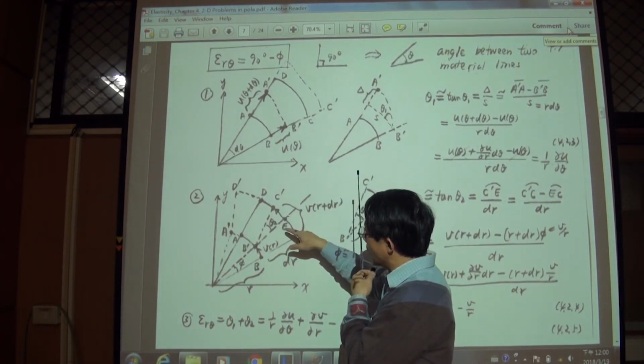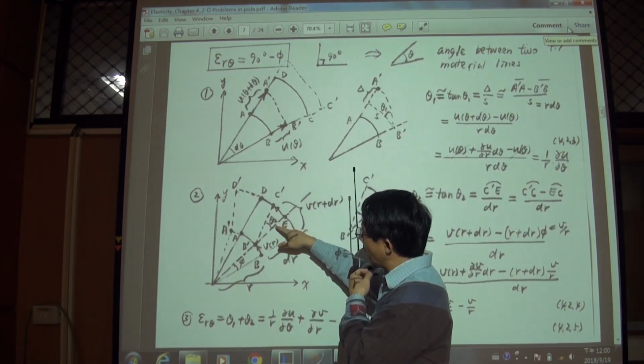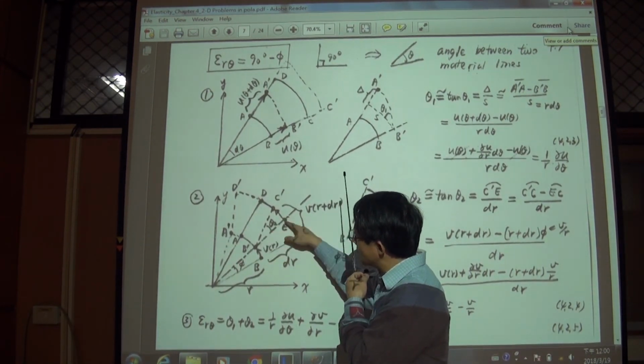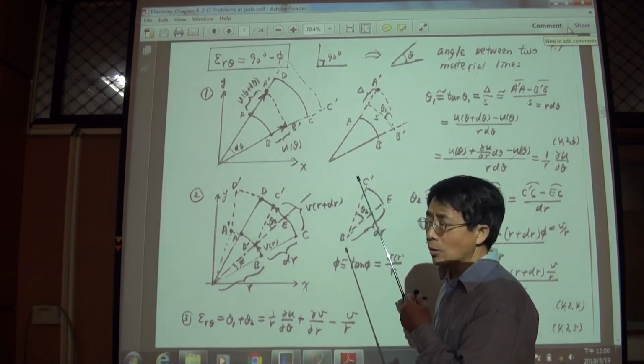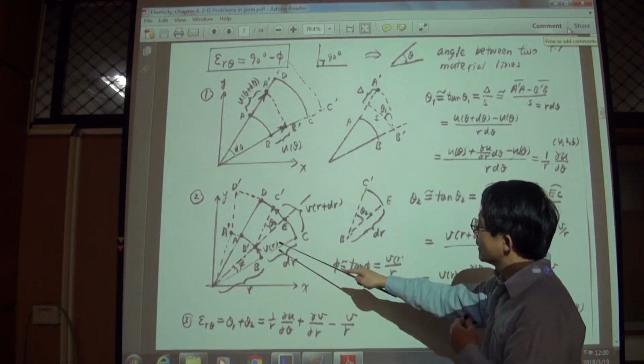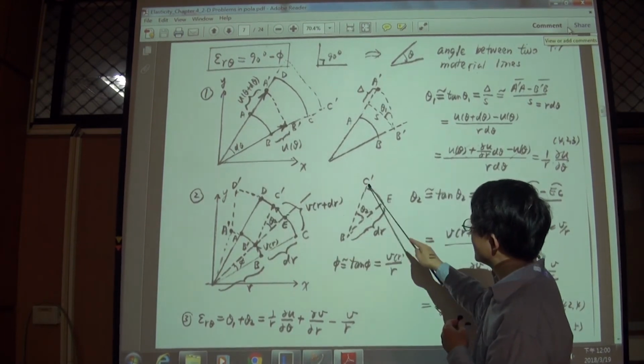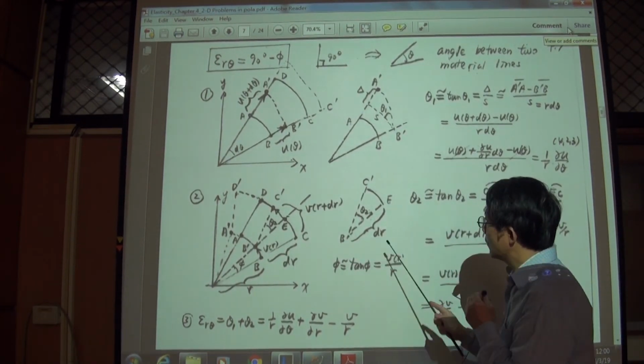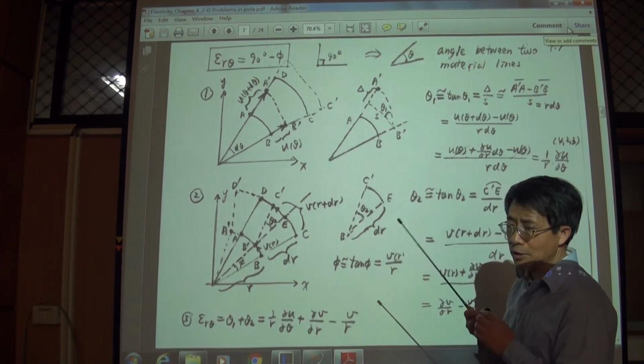To compute the shear angle, we must use this small triangle to help us. We draw this small triangle to here: B', C', E. We want to compute this shear angle.